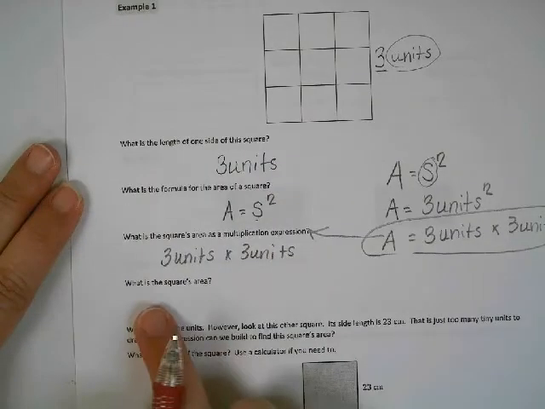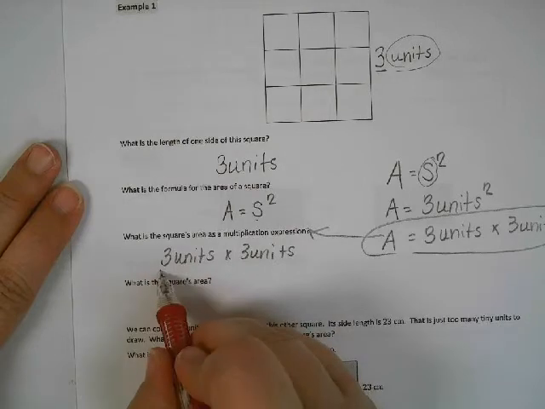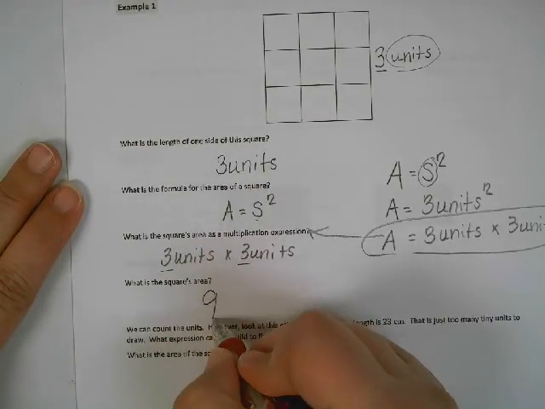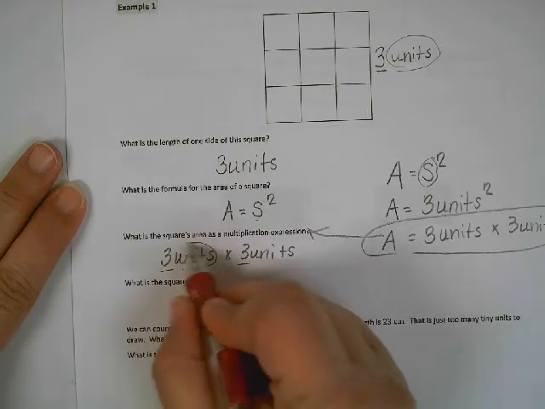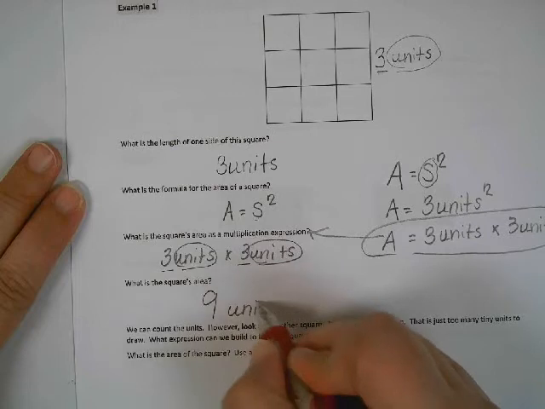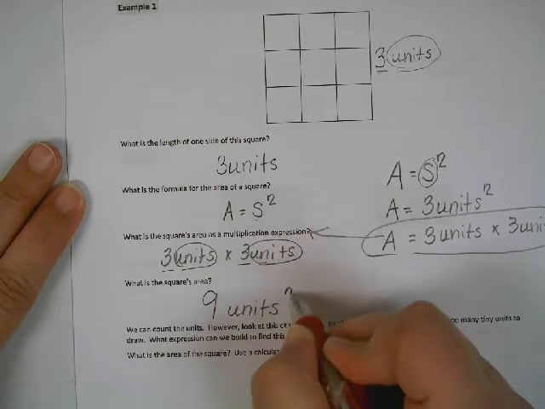So what is the square's area? Well, I multiply my 3s together, and 3 times 3 is 9. Then since I have units and units, I write down units, and then I give it the superscript of 2 for squared. So the area of the square is 9 units squared.